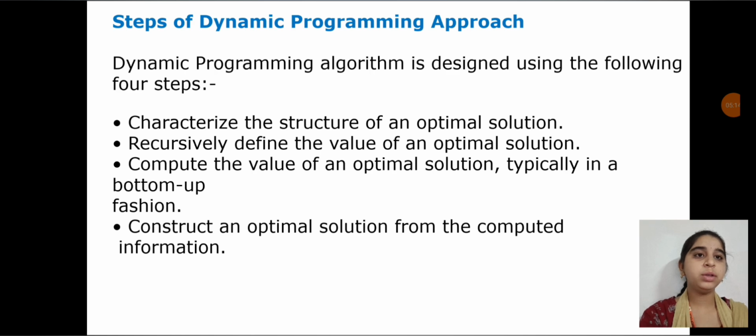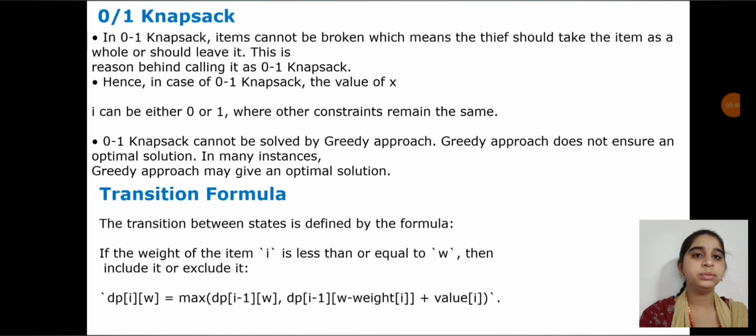Steps of dynamic programming approach. Dynamic programming algorithm is designed using the following four steps. First step is characterize the structure of an optimal solution. Recursively define the value of an optimal solution. And the third one is compute the value of an optimal solution, typically in a bottom-up fashion. And the last one is construct an optimal solution from the computed information.